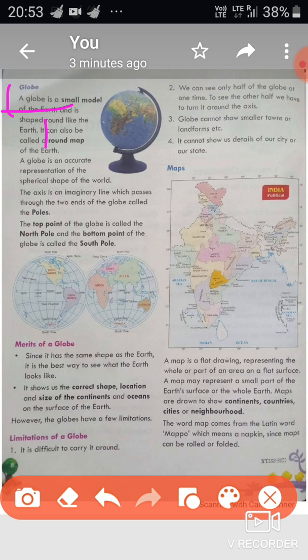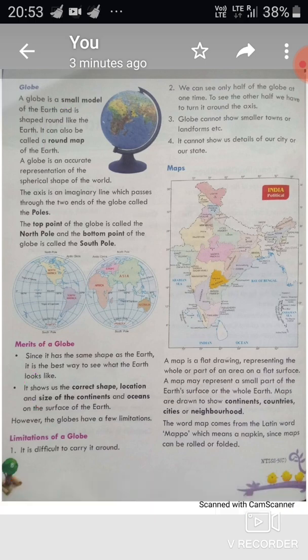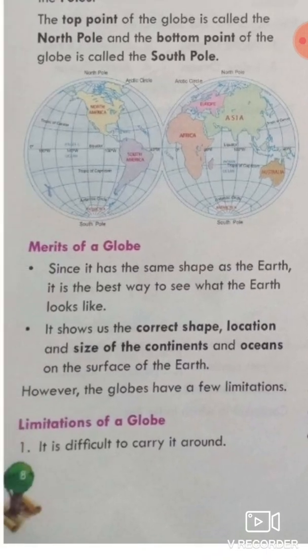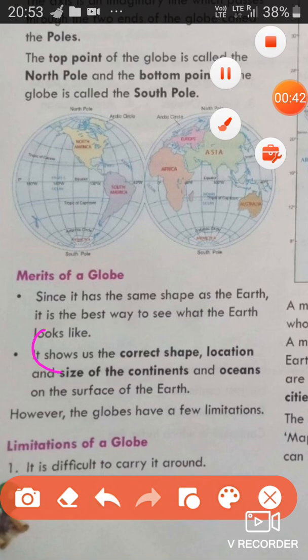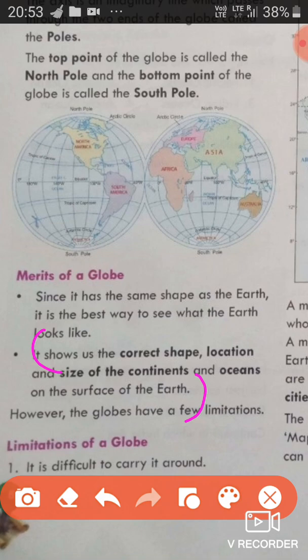After that, what are the uses? It shows the correct shape, correct location and size of continents and oceans on the surface of the earth. So answer is this.